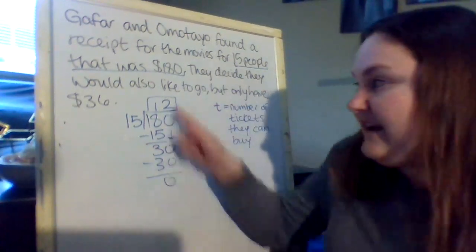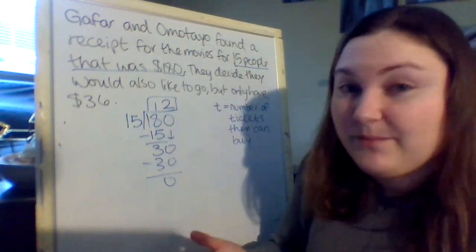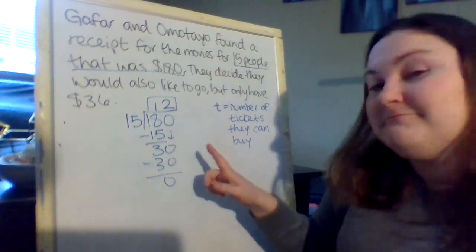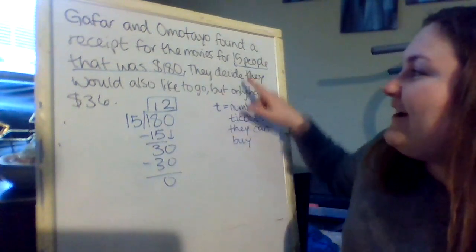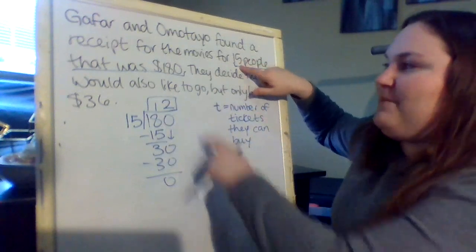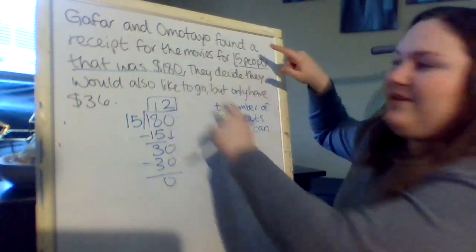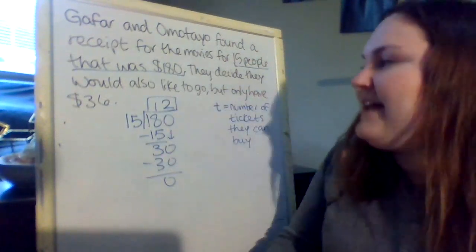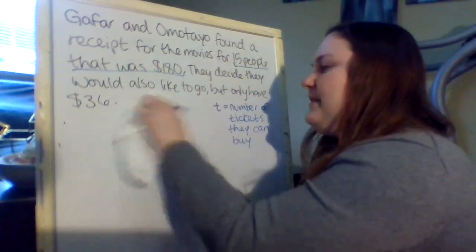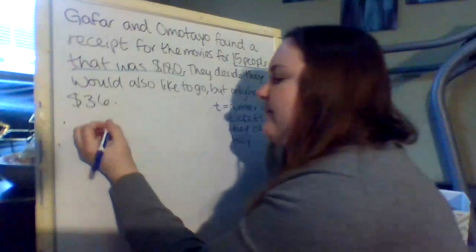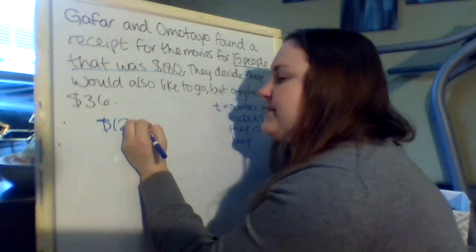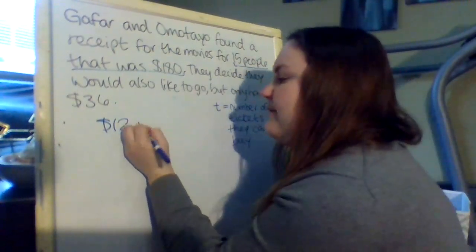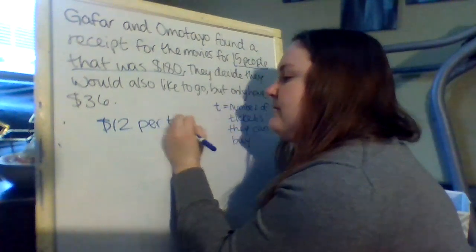What did we just find? I know we found 12, but what does 12 represent? We found 15 people cost $180. We found one person cost $12. Now, why is that helpful? Well, I'm going to pause for a second and write out, we figured out $12 for one person. I'm just going to write $12 per ticket.